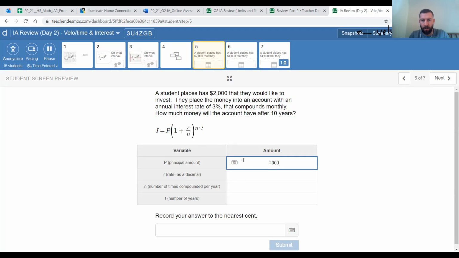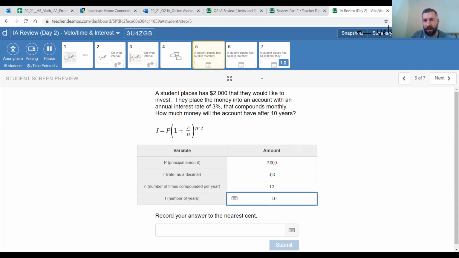So it actually is going to go in order, but that won't always be the case. 2,000, and your rate is your interest rate. So 3%, but we need to write that as a decimal. So we're going to write that as 0.03. Remember that we moved decimal places over 2 places from 8% to a decimal. Number of times compounded per year. So not the number of years, but compounded per year. So we have an annual interest rate of 3%, but it's compounded monthly. Well, there's 12 months in a year. And the number of years is going to be our T, which is in this case going to be 10.